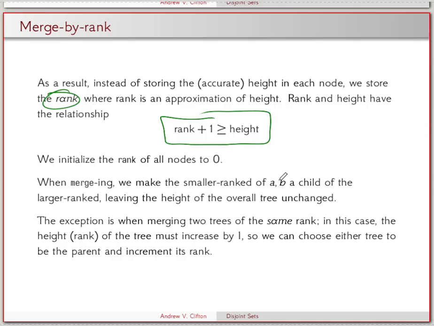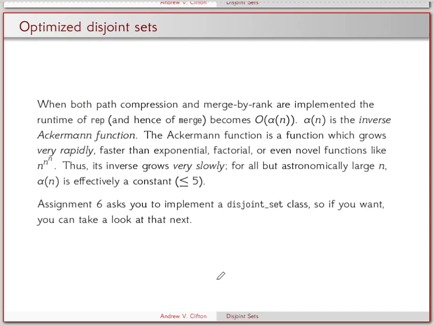When we merge, we find the smaller ranked of A and B, and we make that a child of the larger ranked. The one exception is when we merge two things of the same rank. In that case, the height has to increase by 1, so you can pick either tree and make it the parent, and then we just increment its rank. So only if the rank of A is equal to the rank of B does the rank actually increase.